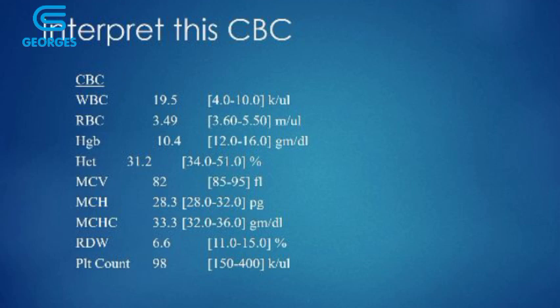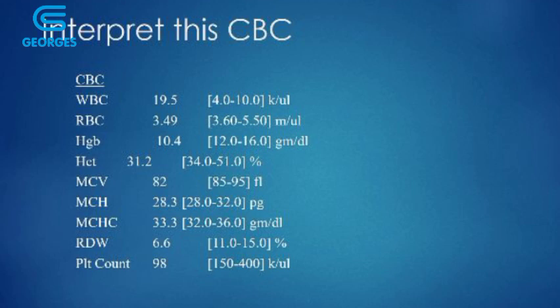A hematocrit of 31.2. So here we'll still query anemia since we are still dealing with RBC, and an MCV of 82. Yet the reference range is 85 to 95. So when the MCV is low, we said that is microcytic. When the MCV is low, we said that is microcytic anemia. So in this situation, the type of anemia that we can query here is microcytic anemia.